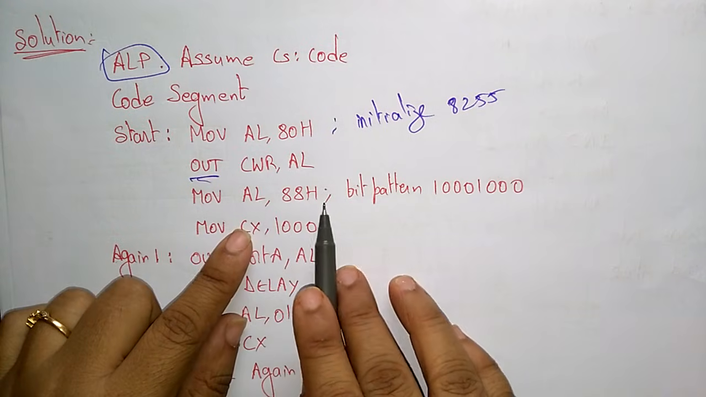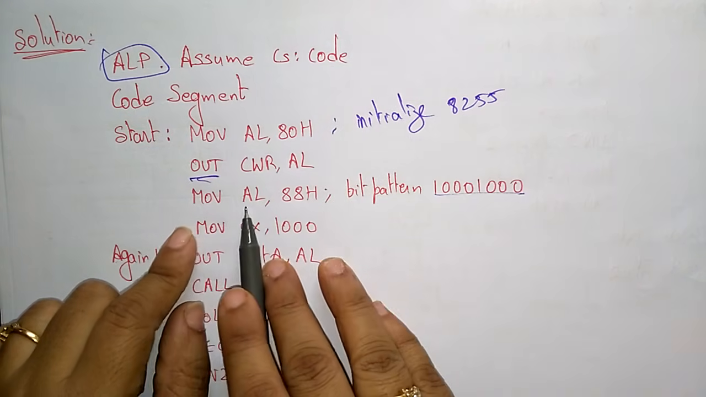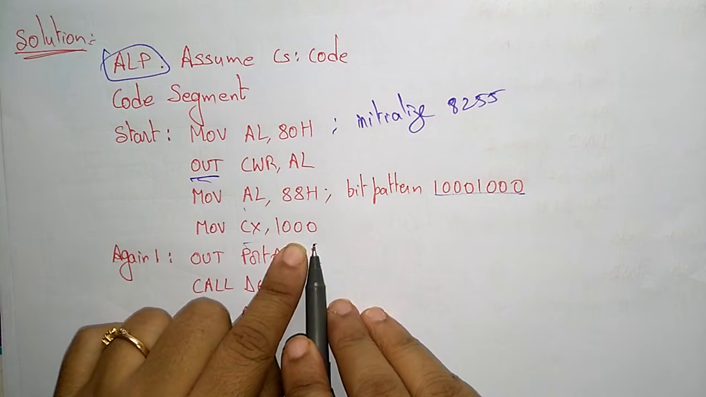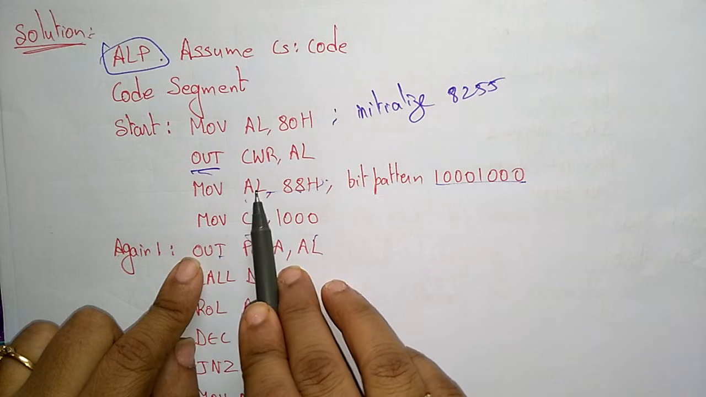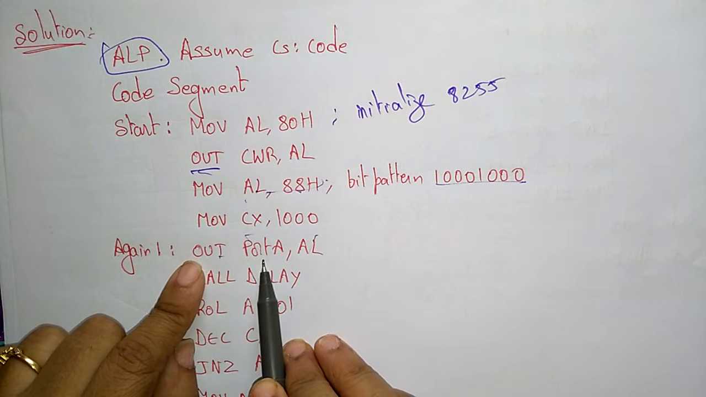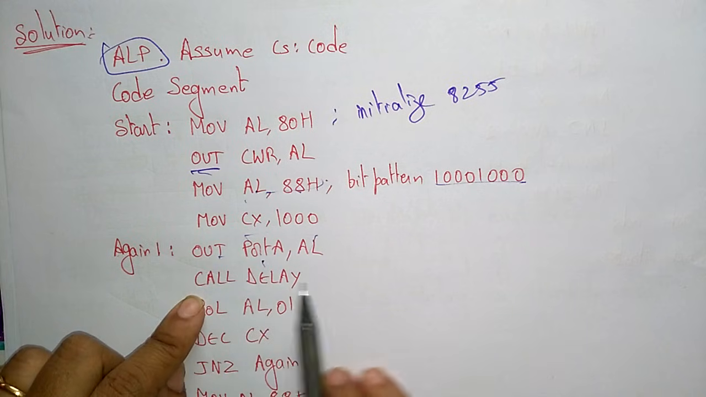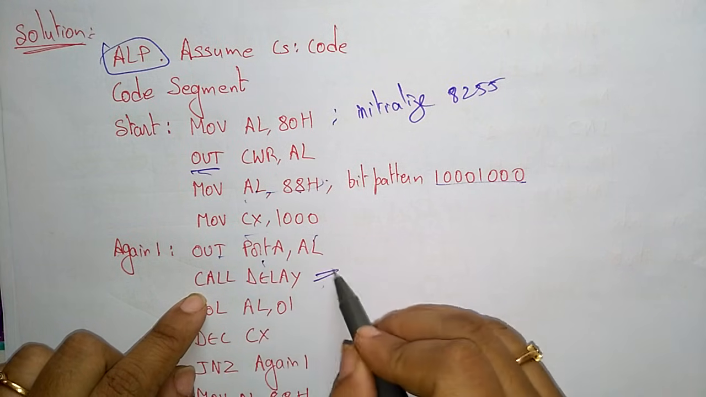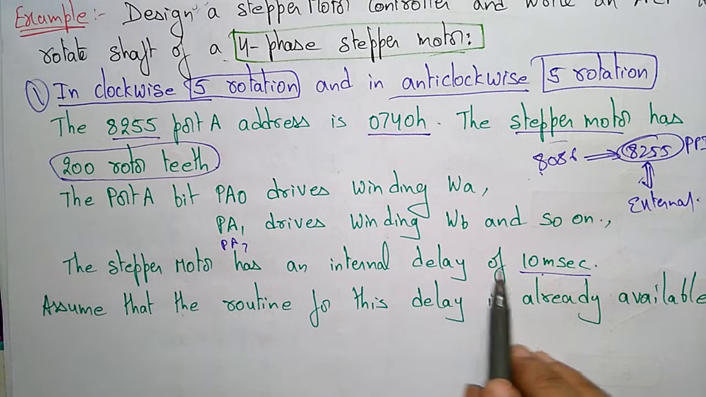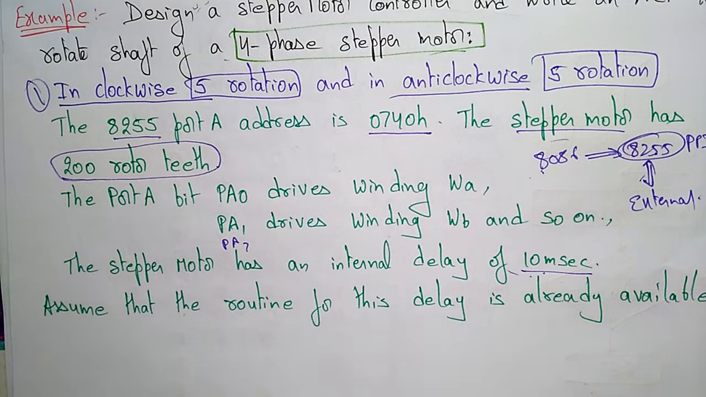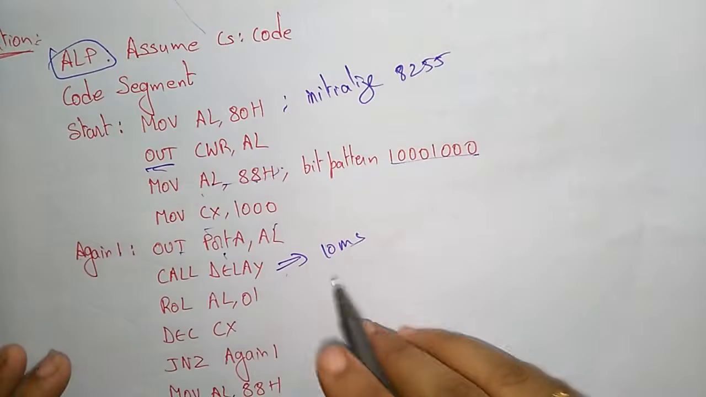Now move AL comma 88H. This is the bit pattern that is moved to the AL register, and the count we are taking is 1000. So now whatever AL contains, that 88, will be placed on port A. So now AL contains 88 and port A contains the data 88. Now call delay. Whenever it is call delay, internally it takes 10 milliseconds, since the stepper motor internal delay is 10 milliseconds.